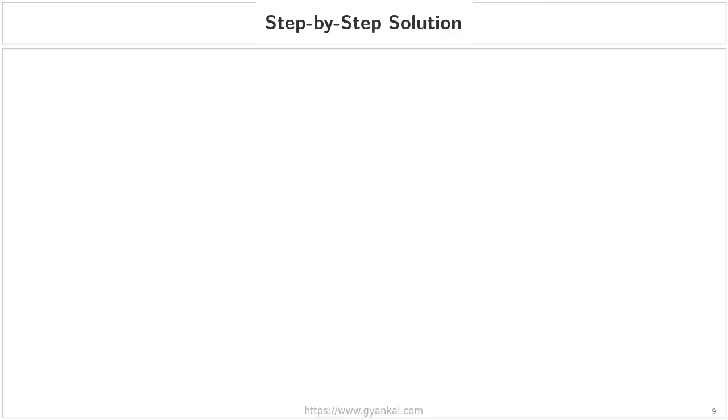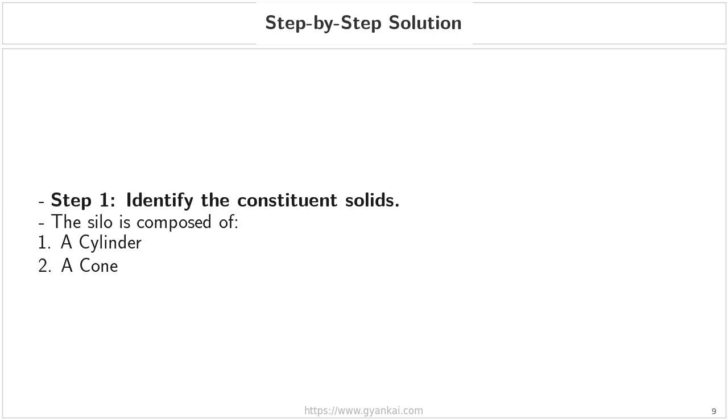Step-by-step solution. Now that we have our scenario, let's move into the solution phase. Following the systematic process we discussed earlier, our very first step is step 1, identify the constituent solids. Looking closely at the description of the grain silo, we need to break this complex object down into simpler shapes. By analyzing the structure, we can see that the silo is composed of exactly 2 parts. First, a cylinder forming the main body, and second, a cone acting as the roof.